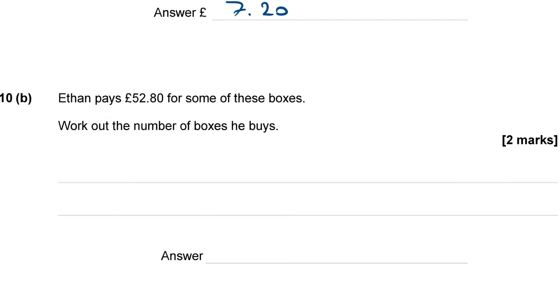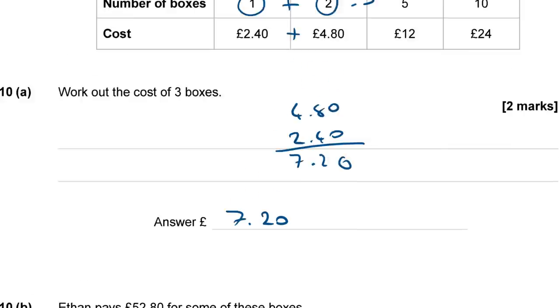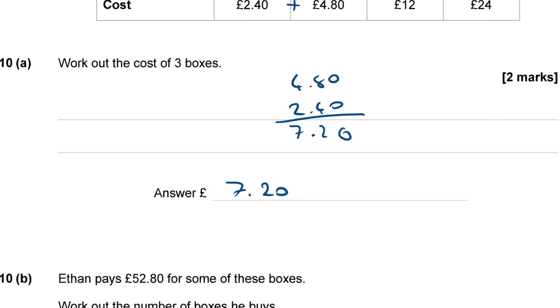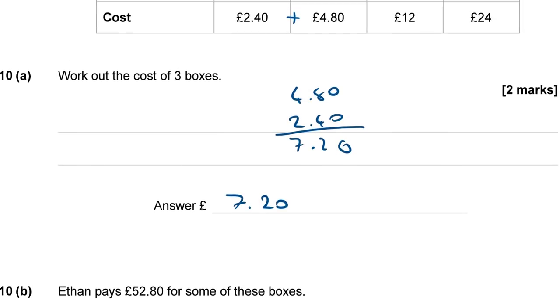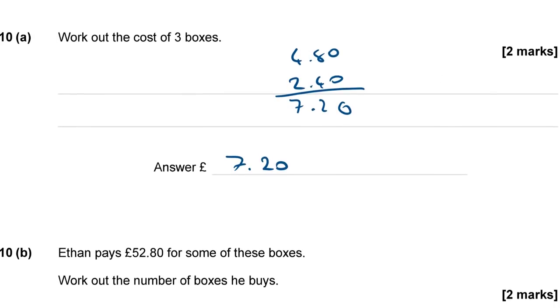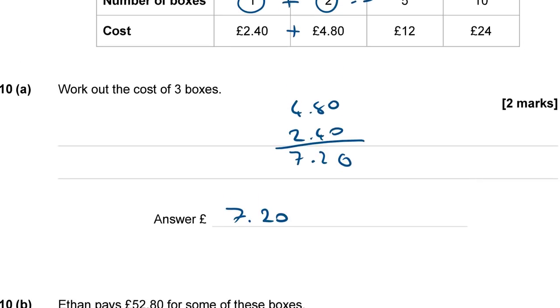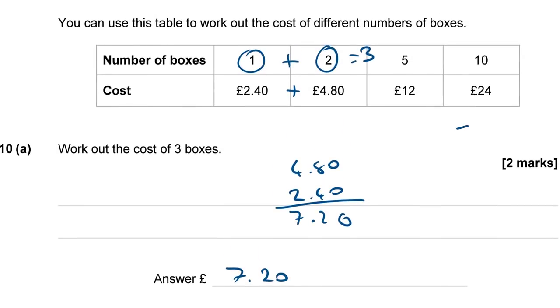Ethan pays £52.80 for some of these boxes. Work out the number of boxes he buys. Okay, £52.80. So, again, can we use the table to help us? So £52.80 we're trying to get to. Now, if I use that one twice, that's going to give me £48, isn't it?